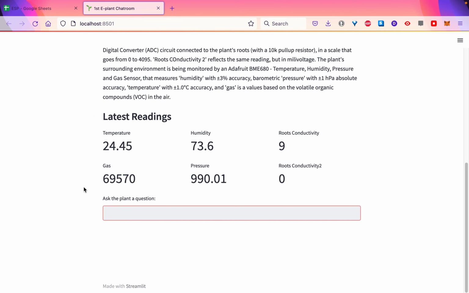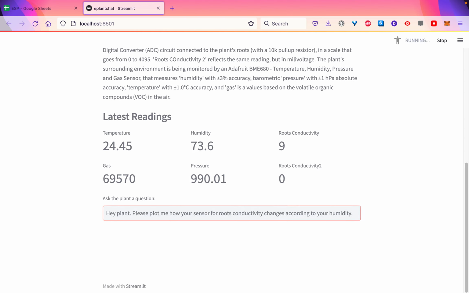And so with that, we can start our chat here with the plant with something like, "Hey plant, please plot me how your sensor for roots conductivity changes according to your humidity," and then hit enter.